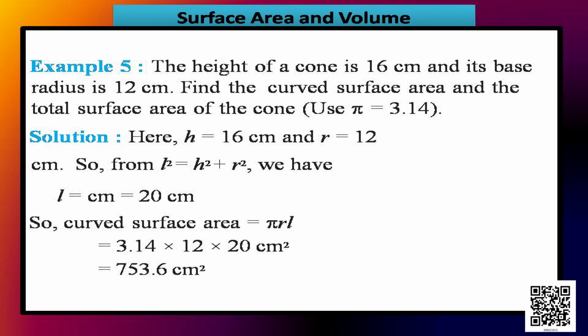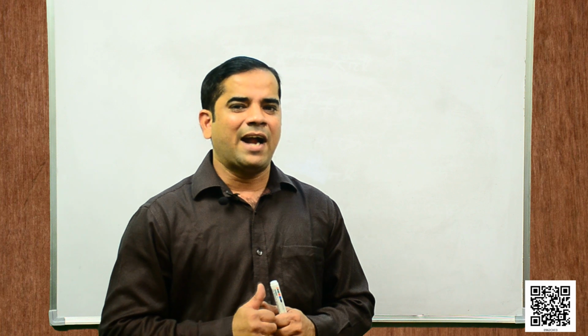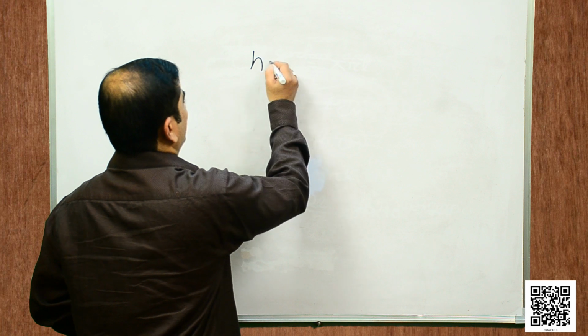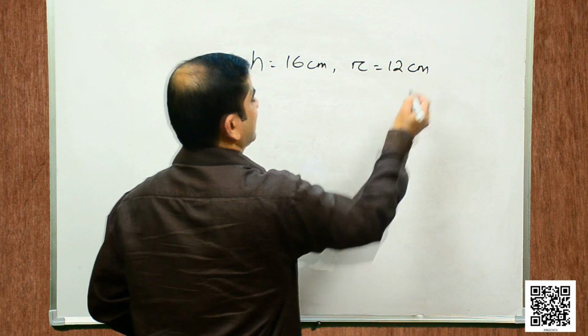It says, the height of a cone is 16 centimeter and its base radius is 12 centimeter. Find the curved surface area and the total surface area of the cone. And the question is instructing that pi should be taken as 3.14. So, let us now begin with the solution. Here height is given as 16 centimeter and the radius is given as 12 centimeter. So, h is equal to 16 centimeter and r is equal to 12 centimeter.